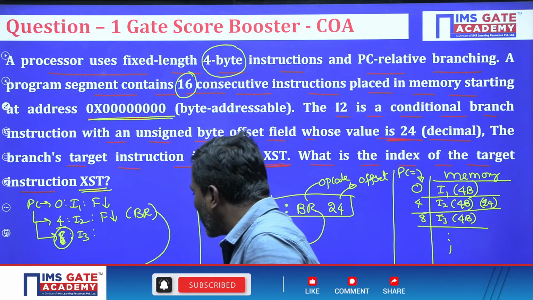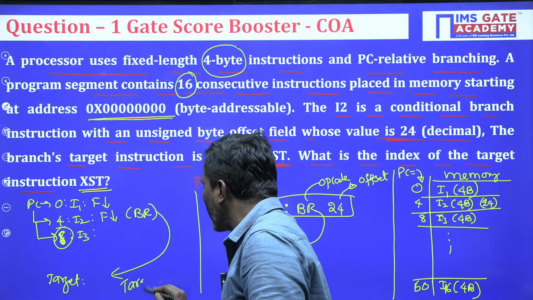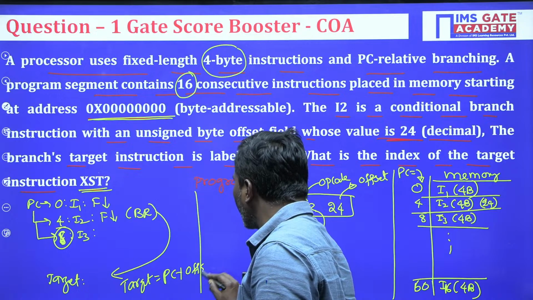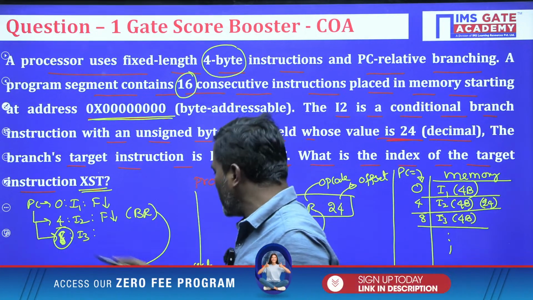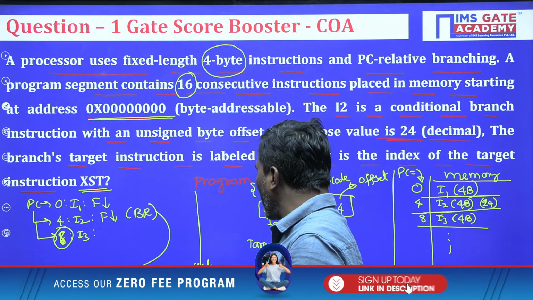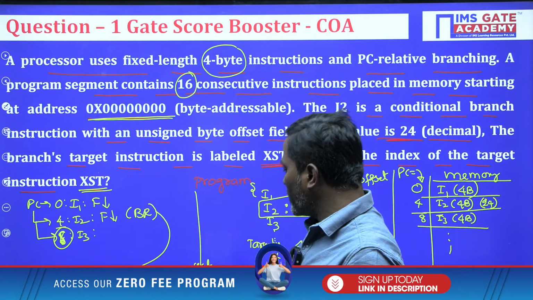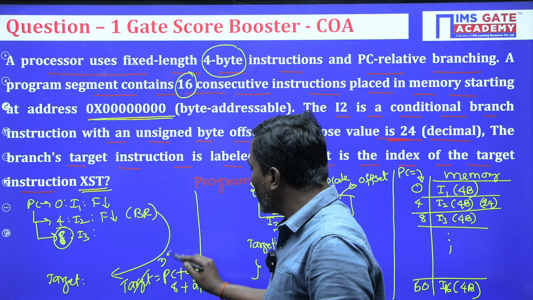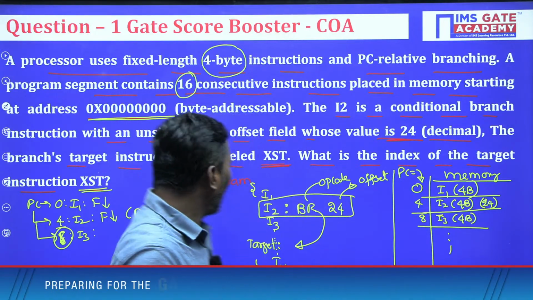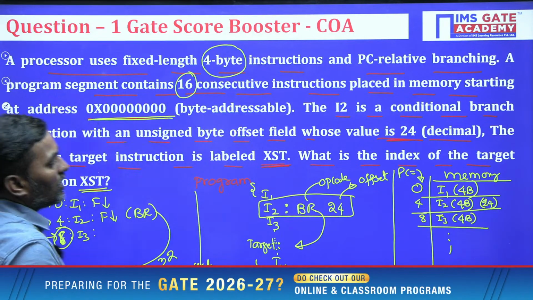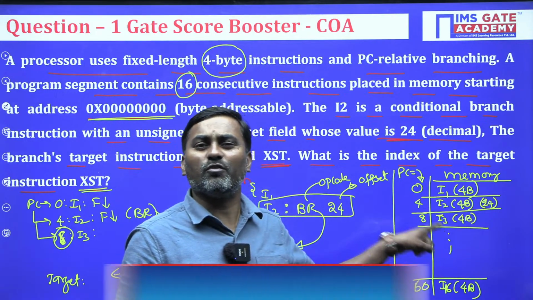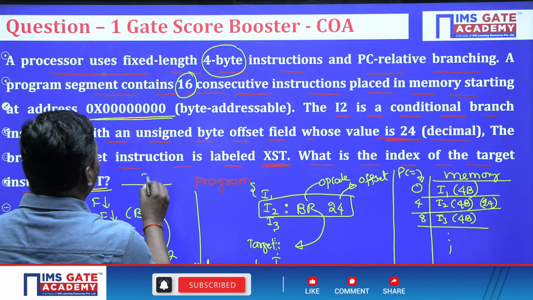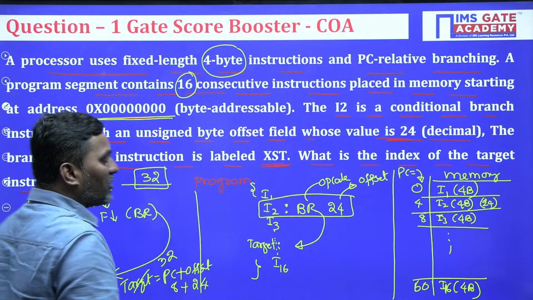So how to calculate the target address? Current PC value plus offset, simply you add it. The current PC value is 8. What is the offset value? That is already stored, 24. So 24 plus 8 is 32. Now see, it has to jump to memory address 32. In position 32, whatever instruction is there, that we have to fetch now. So the answer for this question is 32. I hope it is clear, everyone.